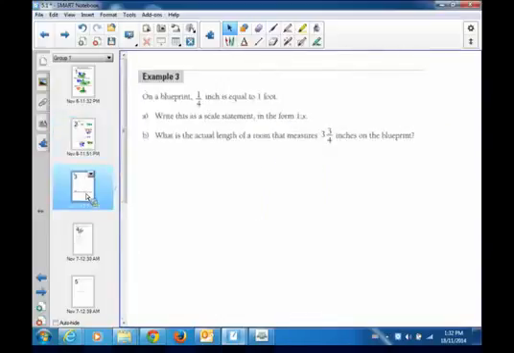On a blueprint, a 1/4 inch equals 1 foot. I don't think the word quarter screws anyone up. You know that 0.25 is a quarter, right? Decimal-wise. If you didn't, you just type it in your calculator, 1 divided by 4. Any fraction can be a division problem if you want a decimal. Anyways, a 1/4 inch is a foot. Write this as a scale statement in that form, 1 to x.